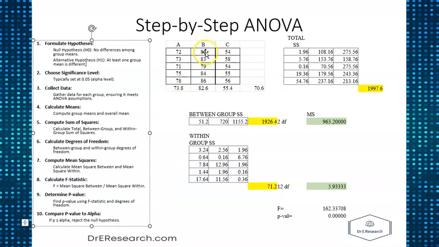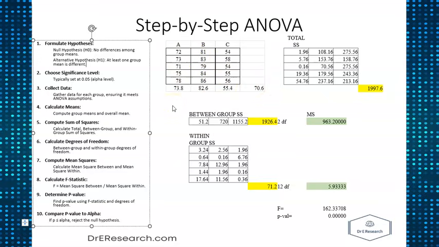I've got my data in my columns. The first thing I'm going to calculate is means. Okay, the first calculation, number 4 here. So I have a mean for group A, a mean for group B, a mean for group C, and I have an overall mean using all of the data.